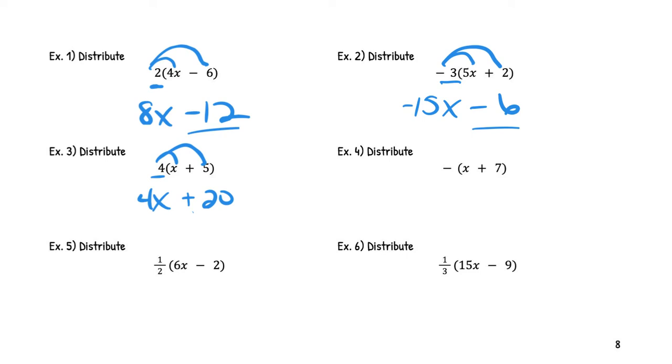For this next one, we have a negative on the outside. Remember, that negative means negative 1. So basically, it's negative 1 times x and negative 1 times 7. Negative 1 times x gives me negative x, or negative 1x. Negative 1 times 7 gives me negative 7.